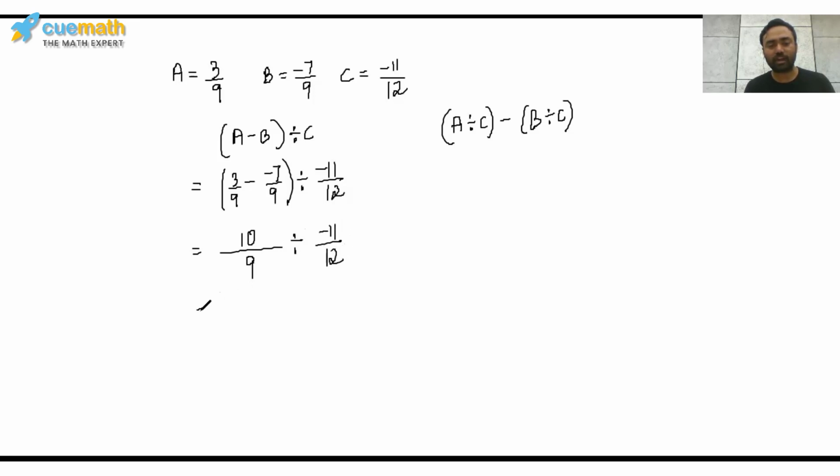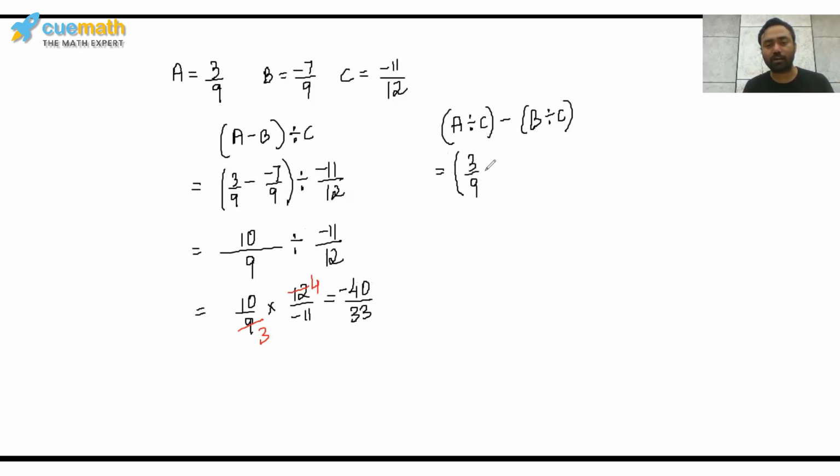Now this division sign is going to be changed to multiplication, and then we are going to get 12 over negative 11. Let's reduce this to eliminate the common factors. 3 threes are, 3 fours are. So the fraction here would be 40 over negative 33, but we are going to write this as negative 40 over 33, just to write this in the standard form. Let's now solve the second expression. So a is 3 over 9.